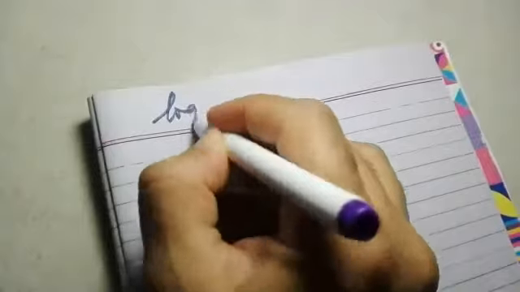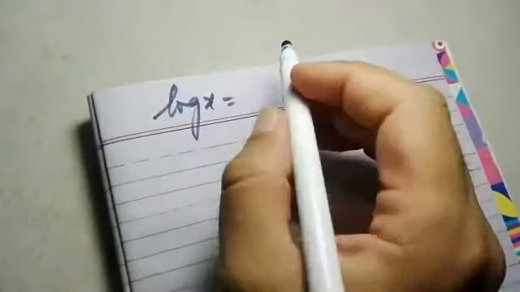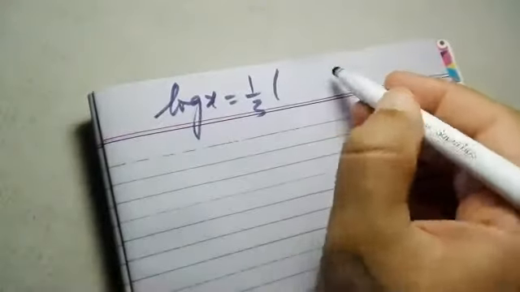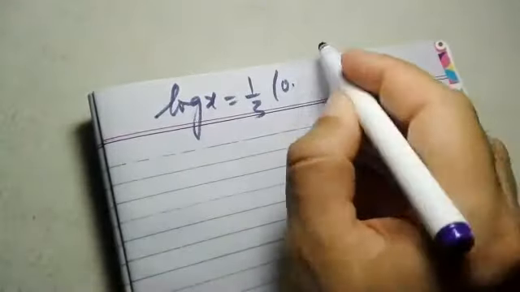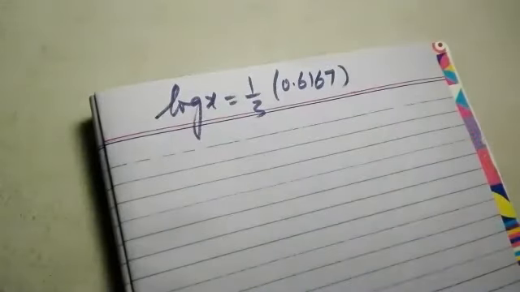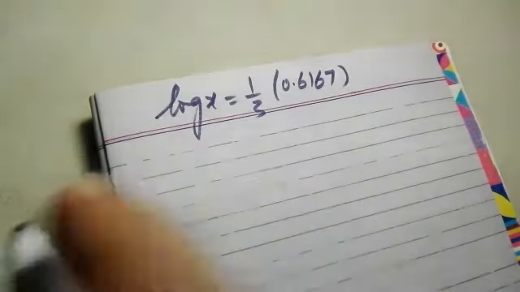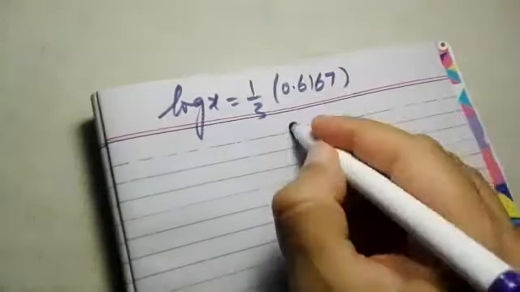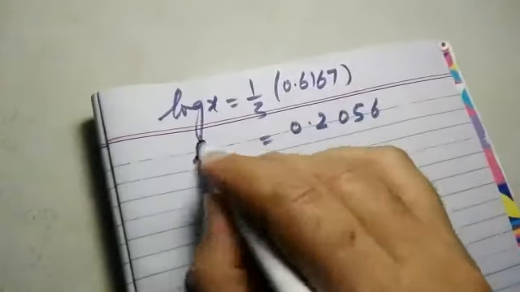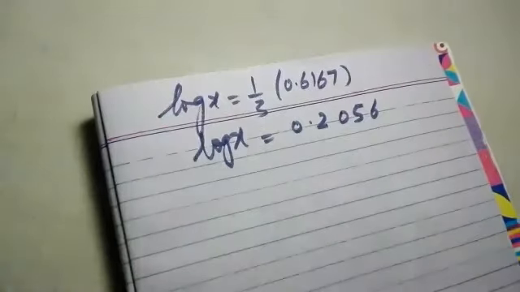So log x equals 1 by 3 times 0.6167. Once I divide it by 3, this will become 0.2056. This is equal to log x.